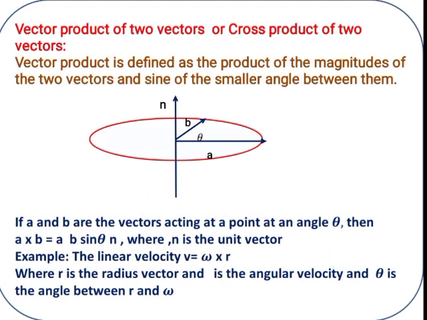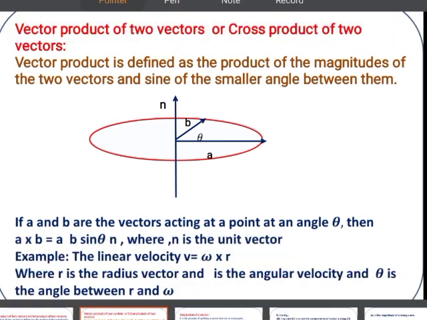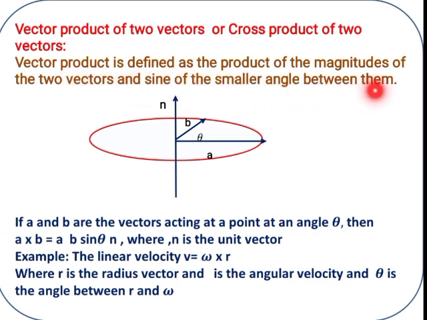Next one, vector product of two vectors, or cross product. Vector product is defined as the product of the magnitudes of two vectors and the sine of the smaller angle between them. If A and B are two vectors acting at a point at an angle theta, then A cross B is equal to AB sine theta into n cap.